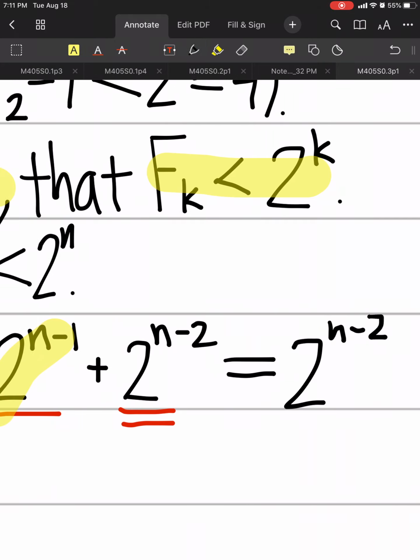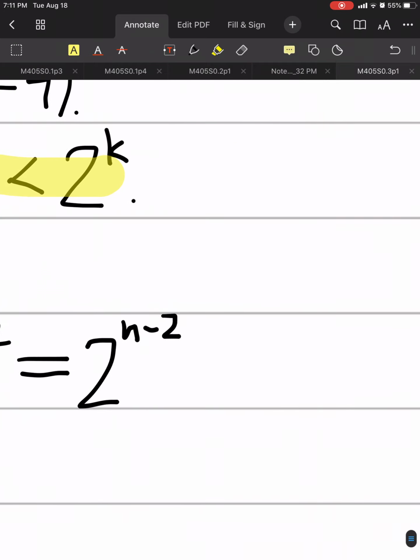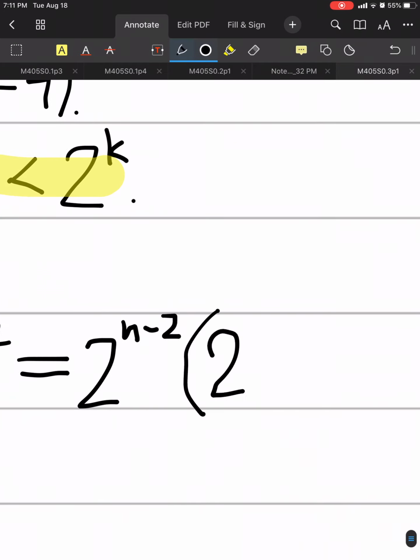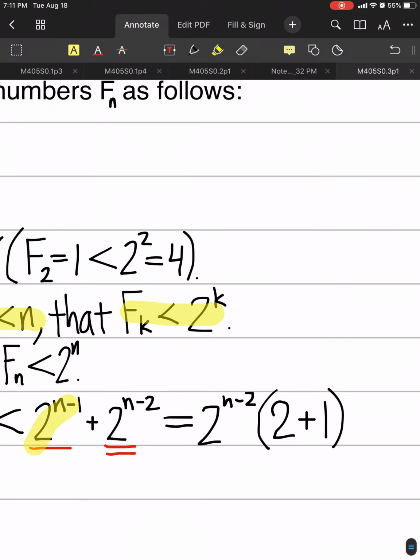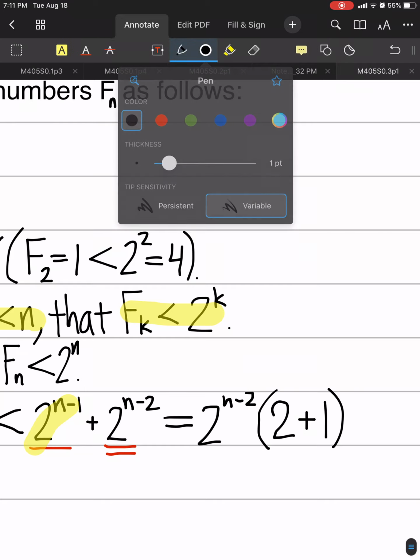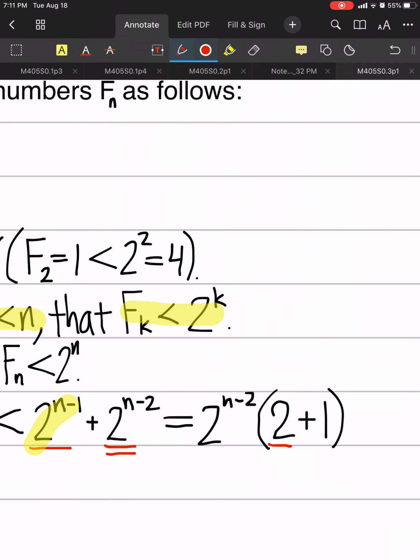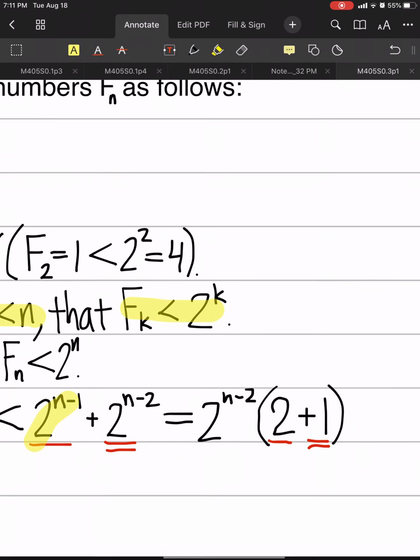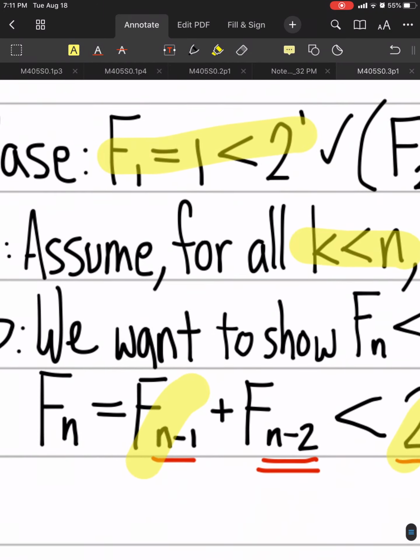If I factor a 2 to the n minus 2 out of 2 to the n minus 1, that leaves me a 2. 2 to the n minus 2 out of 2 to the n minus 2 leaves us a 1. Remember, factoring is just dividing. So if I divide 2 to the n minus 1 by 2 to the n minus 2, I subtract the powers, and I get 2 to the first. The second one, I get 2 to the 0, which is 1. So there was my mistake. Sorry about that, but it happens.